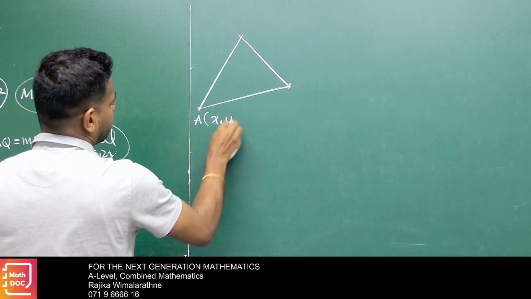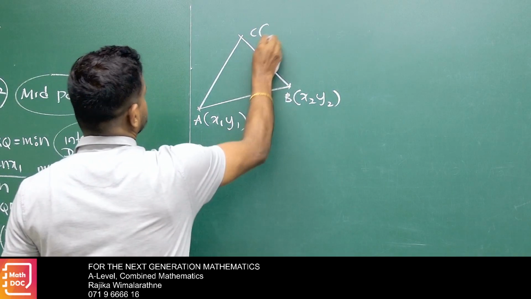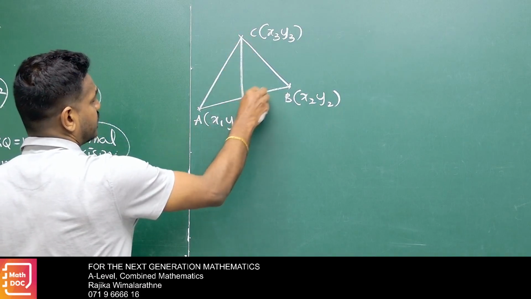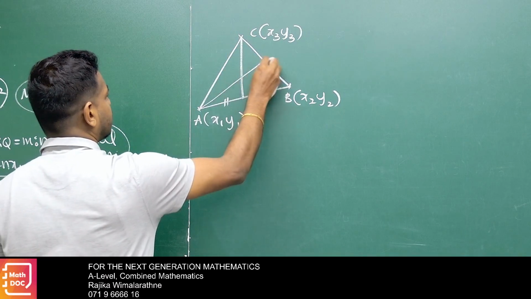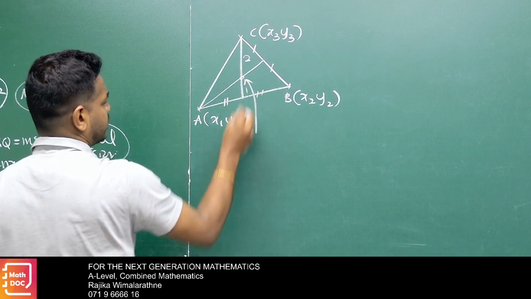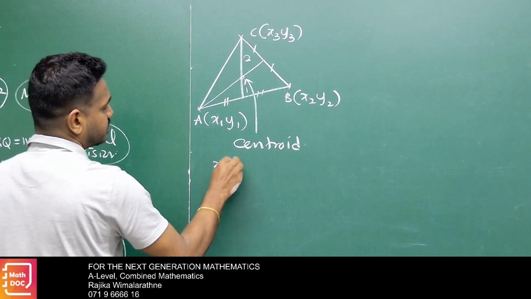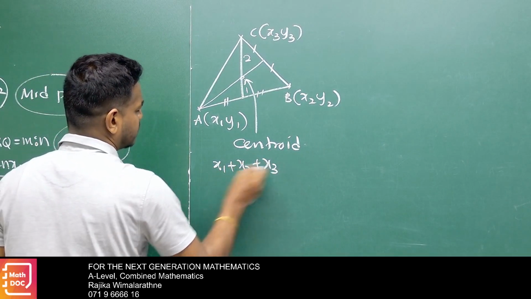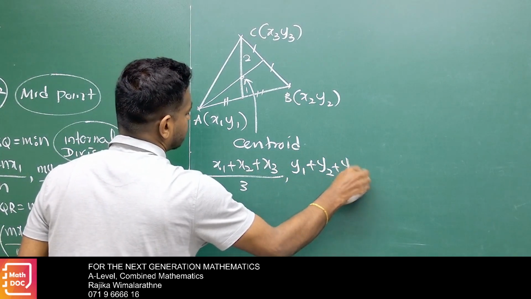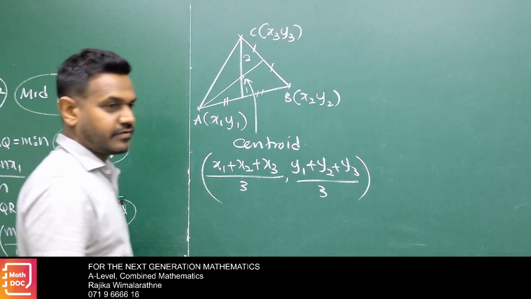A (x1, y1), B (x2, y2), C (x3, y3). Here this is a median, here another median, then this point we call the centroid, with ratio 2 to 1. So we know this one: (x1 plus x2 plus x3) divided by 3, (y1 plus y2 plus y3) divided by 3. That is the centroid coordinate. You better put that one as well.